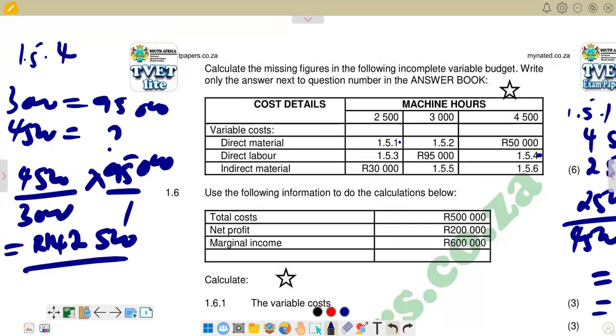We're saying 4,500, then we divide by 3,000. Multiply by 95,000. 142,500 is the answer for 1.5.4. Then we go to the next one, 1.5.5. Again, we use the same proportion.